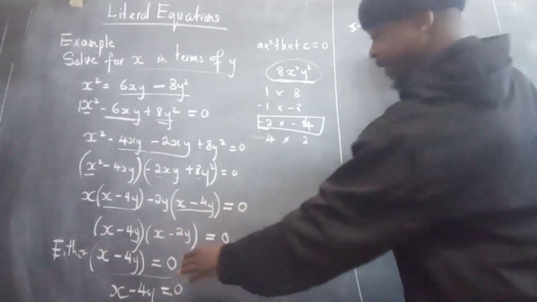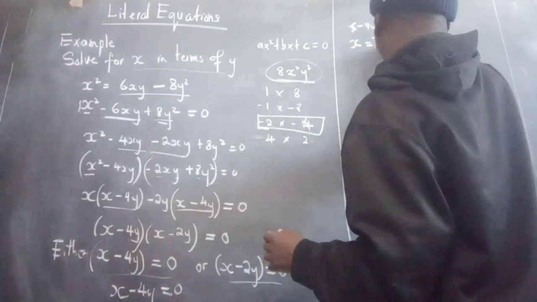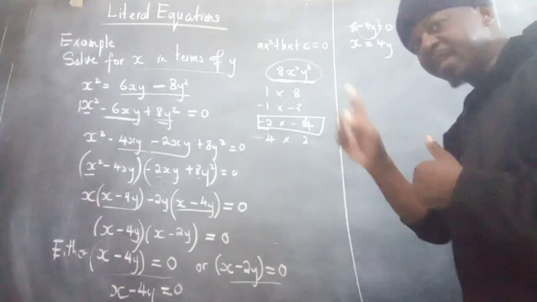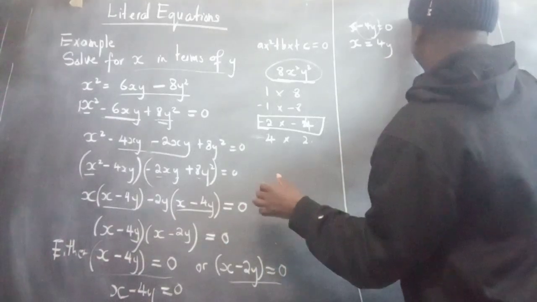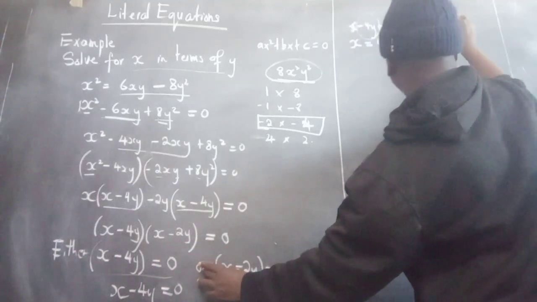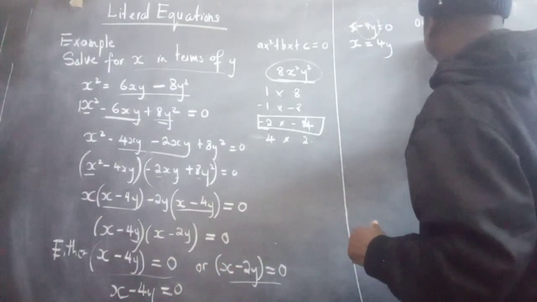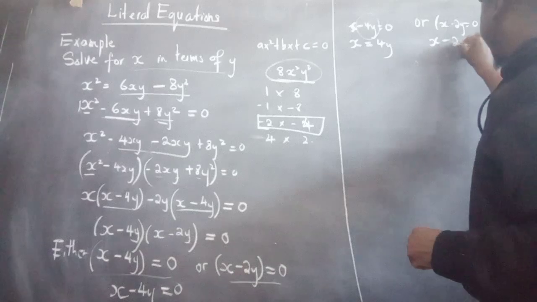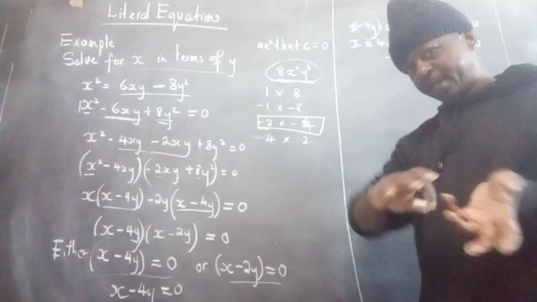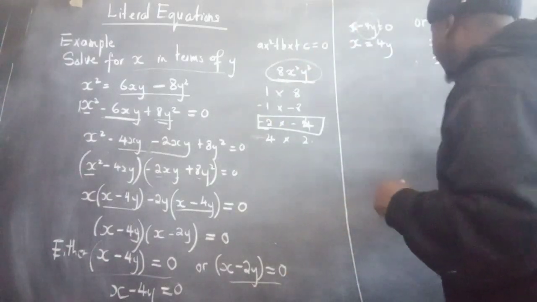If I look at that expression alone, it means that my x is equal to 4y, because I take this negative 4 and transpose it to the other side of the equation. And then we have x minus 2y is equal to 0. I'll remove the brackets to say x minus 2y is equal to 0, and then x is equal to, I'm going to take the 2y and also transpose it to the other side of the equation. It becomes 2y.